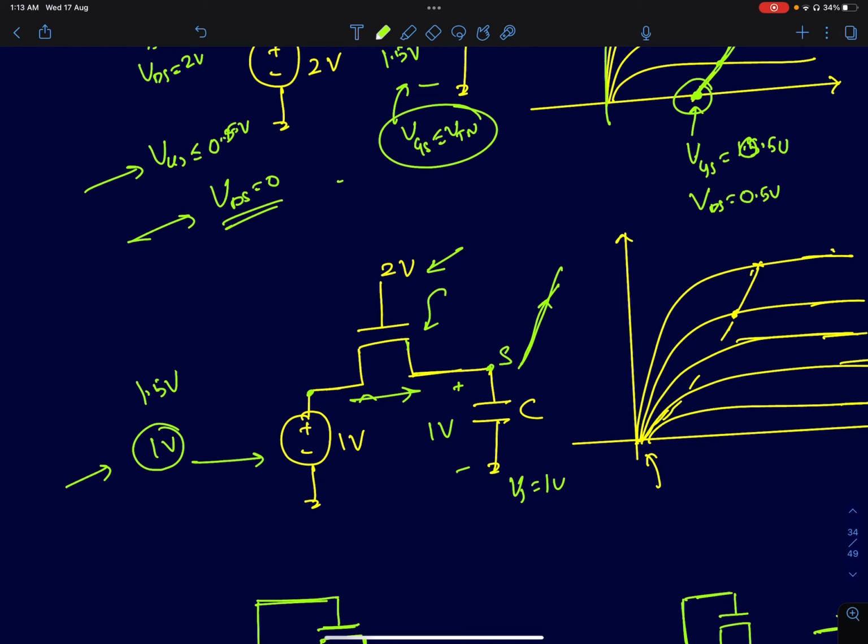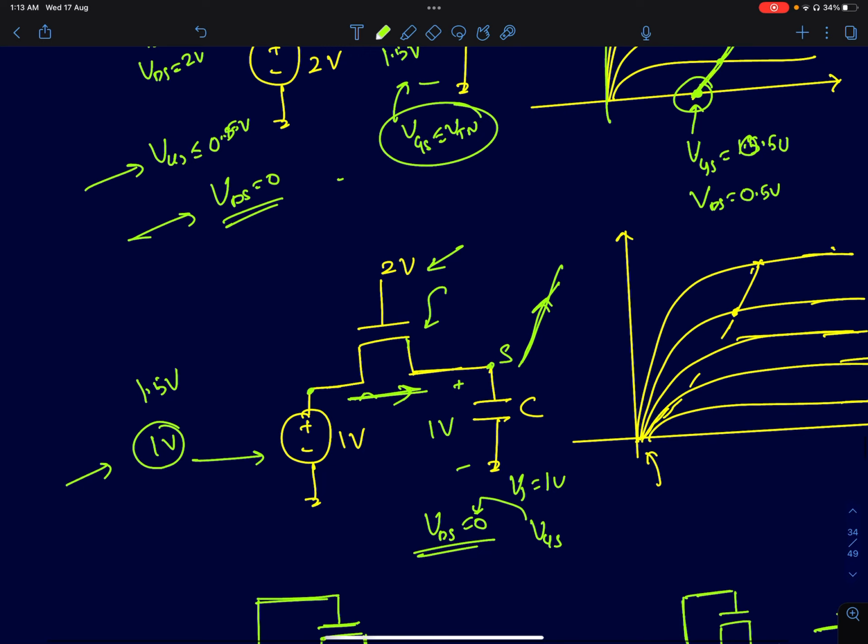Okay, so as the source voltage is increasing, both gate to source and VDS are decreasing. But first VDS becomes 0. Okay, VGS has not come to VT yet, but before that VDS became 0. So therefore the drain current became 0. So once the drain current becomes 0, there is no transfer of charge from the voltage source to the cap. So the voltage across the cap will remain fixed at 1 volt.